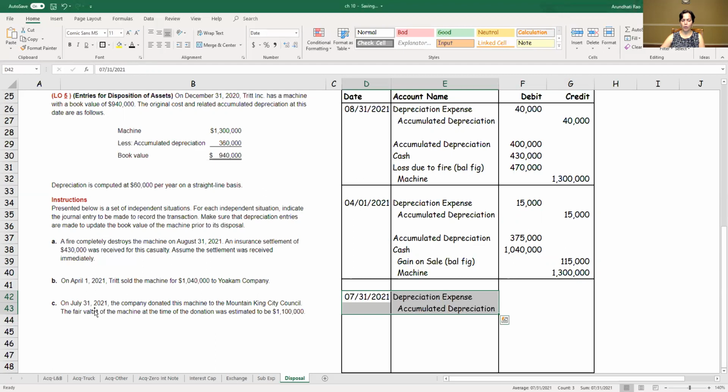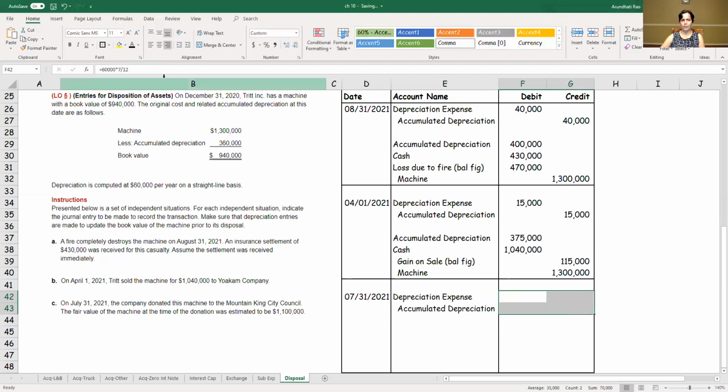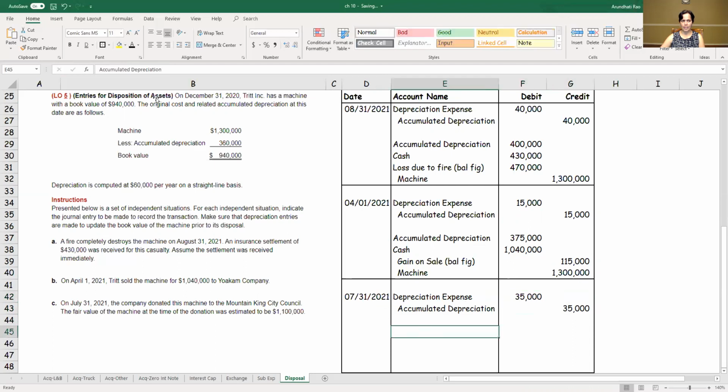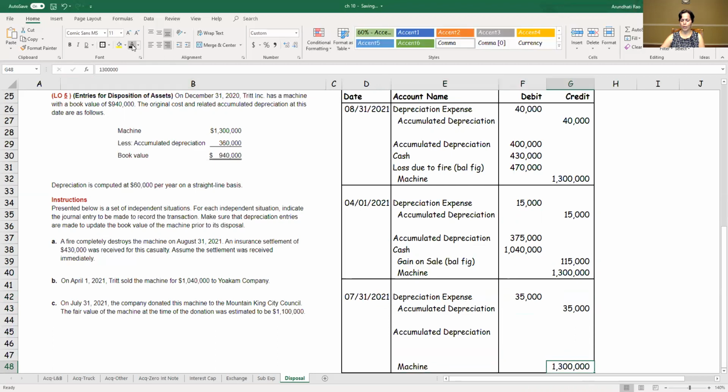July 31st, that's all the way through end of July is 7 months. So $60,000 times 7 over 12 will give me $35,000. I'm giving up this asset, accumulated depreciation debit, machine credit. Again, machine is $1.3 million. Accumulated depreciation, 360 plus 35 will give me 395.